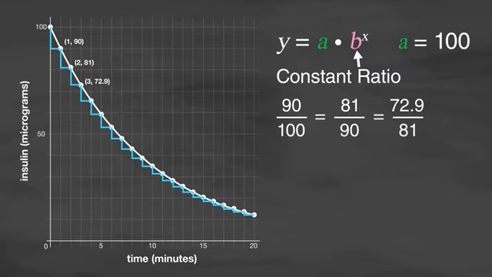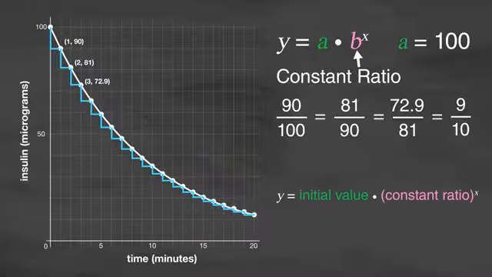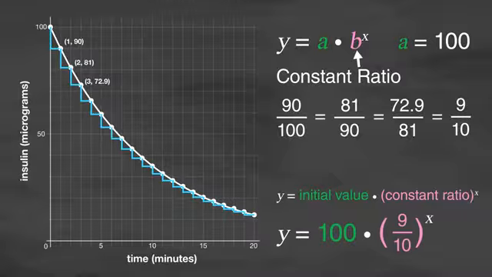We found the constant ratio earlier when we divided consecutive points' y values. The constant ratio is 9/10. This is our b value. The pieces can be assembled into an exponential equation of the situation. Now we have an equation to represent the amount of insulin y left after x minutes.